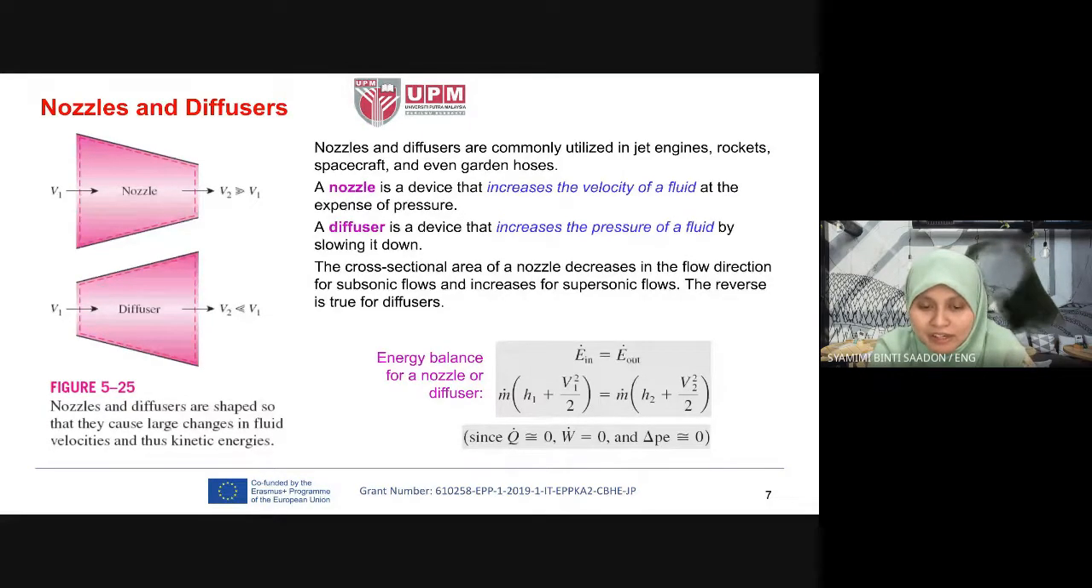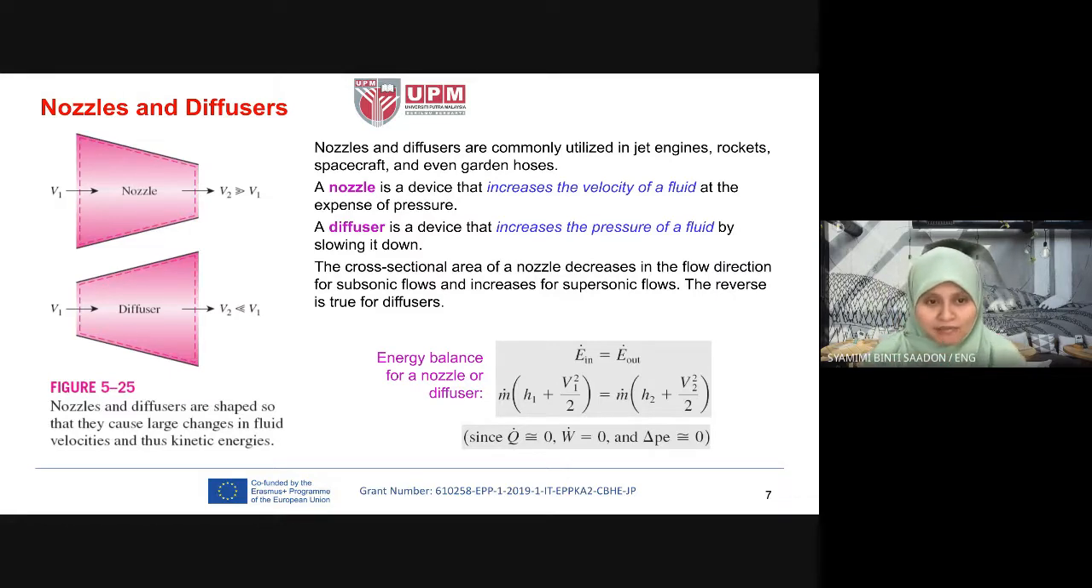So what do we have left? We only have left the energy transfer by mass, which is enthalpy. Enthalpy actually is U plus PV. U is the internal energy, meaning the change of energy due to the temperature and pressure. So there should be enthalpy. And then V square over 2 is the kinetic energy.